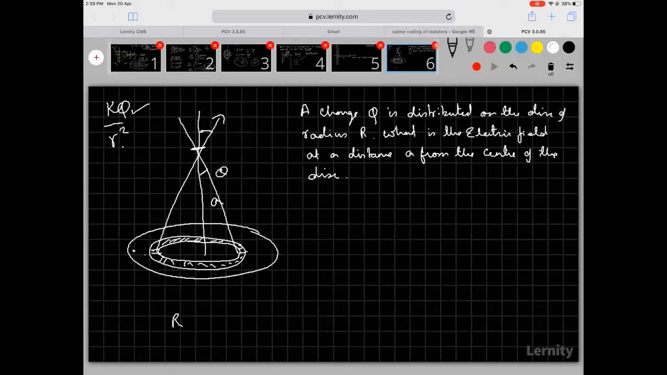So a disk can be considered to be having many rings. So if Q is the total charge, the charge density will be Q by pi R squared. Now here we are talking of a surface charge density.